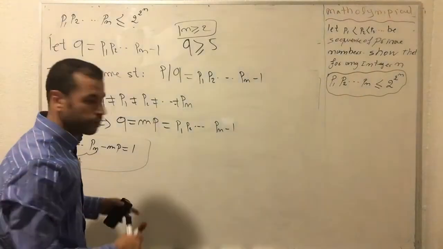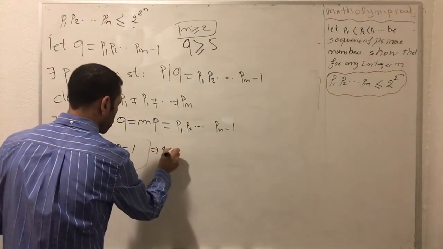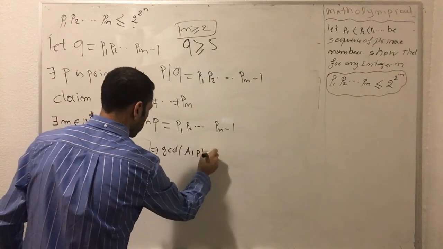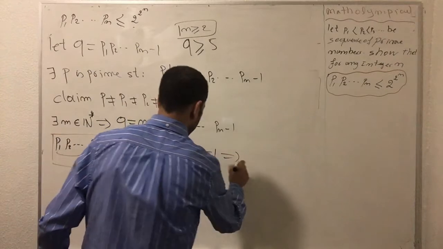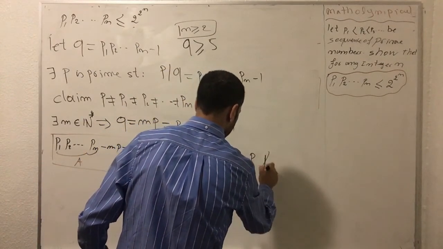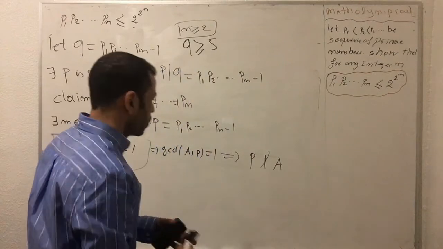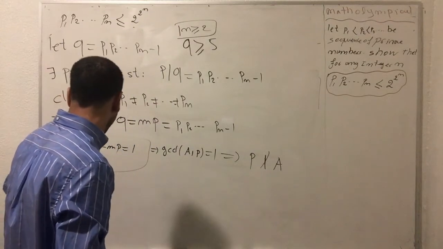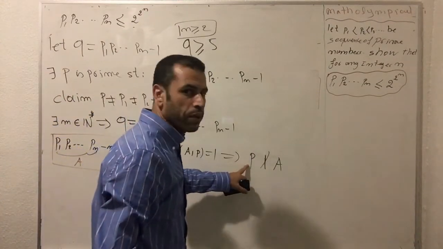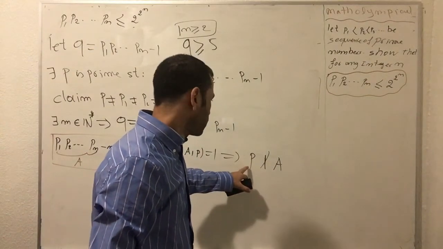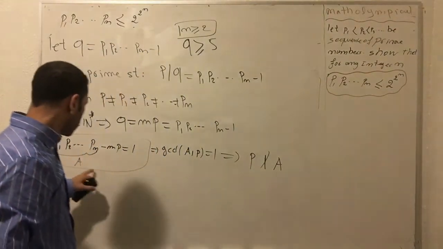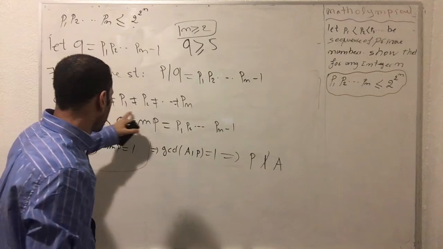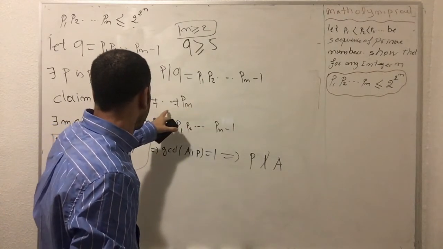This is Bezout's theorem. What does this mean? This means GCD of A and P equal to 1. That means P does not divide capital A. In other words, P does not divide any of these primes, P1 through Pn. That means P as a prime number is not available in the list of these prime numbers, P1 through Pn. This is the claim that I have, so this one is true.